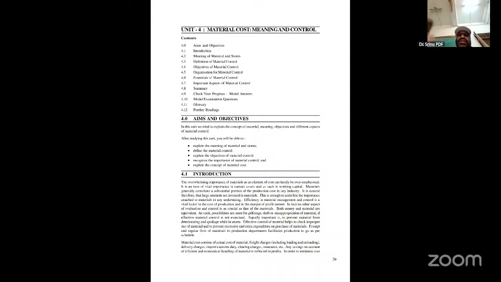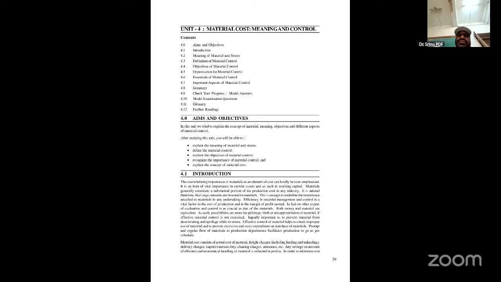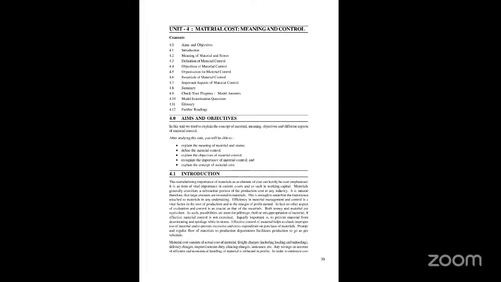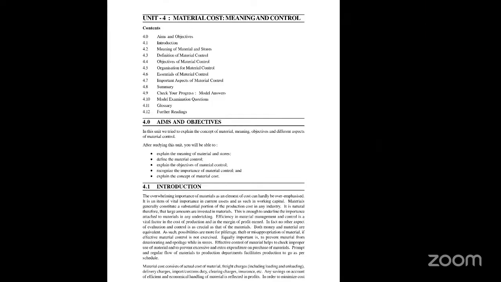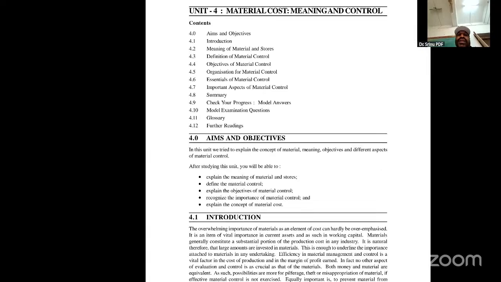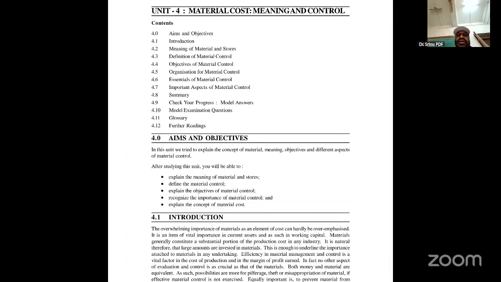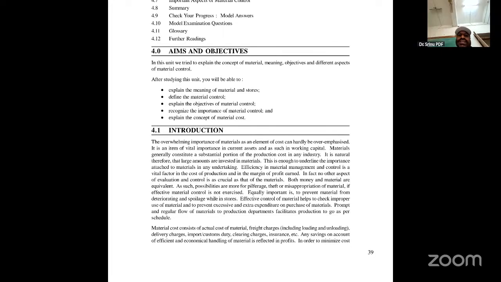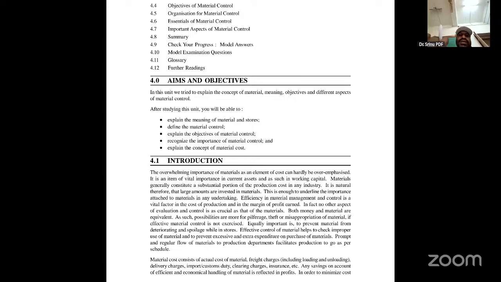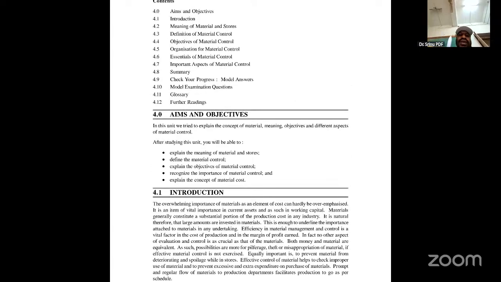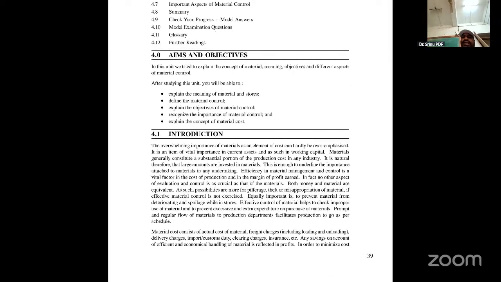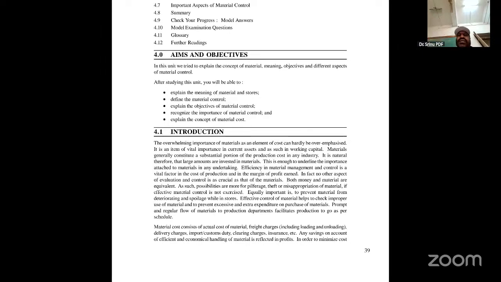First element is what? Material, labor. Yeah. First element is material, second element is labor, third element is other expenses. So material means what? For the production, whatever raw material we are going to use, that entire raw material is treated as a material.